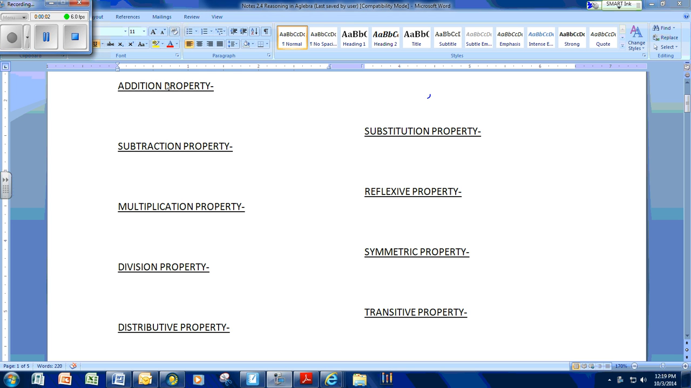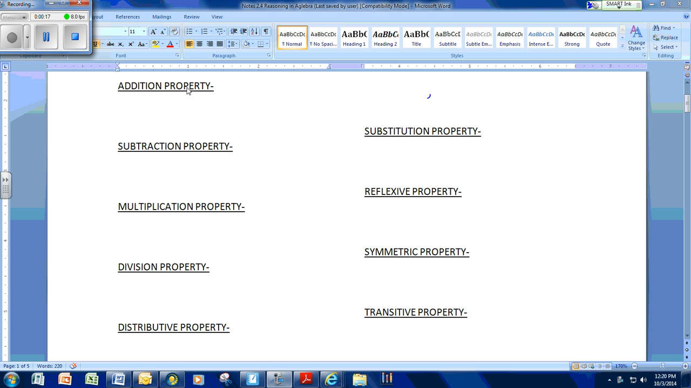This lesson we're going to talk about reasoning in algebra. What we want to do is identify and use properties to justify steps in solving different problems. So let's talk about each individual property.